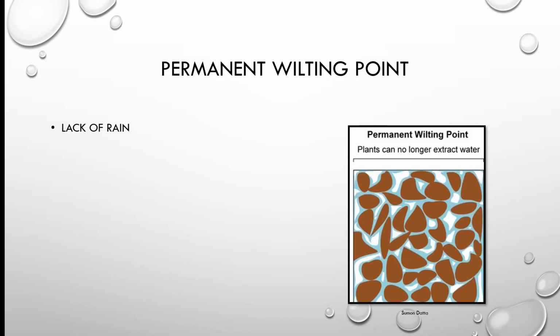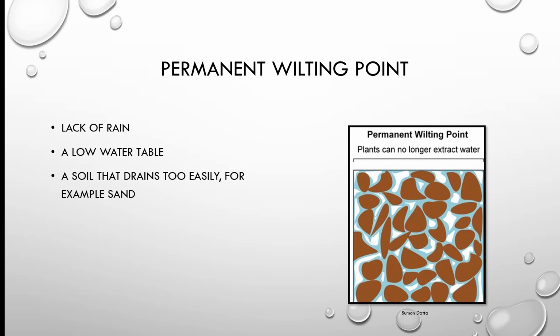Okay, permanent wilting point. Plants can't take any more water. That water is sticking or adhering to the soil particles, and of course this can be due to lack of rain, a lower water table, soil that drains too easily such as sand, forgetting to water. And really the two ways people kill their plants, it's either too much water or too little water, and that's the reality of the situation. So if you can rectify those, you're not going to have a lot of problems with your plants.